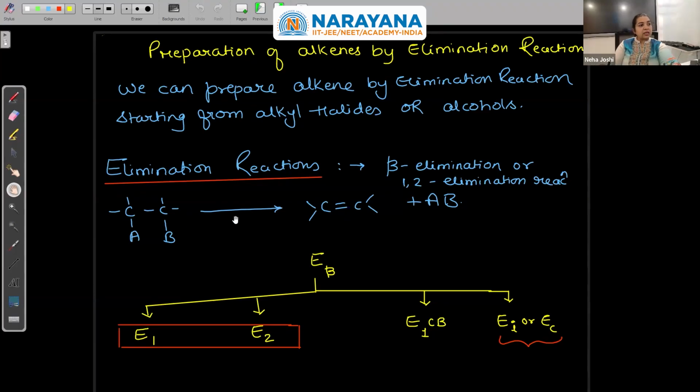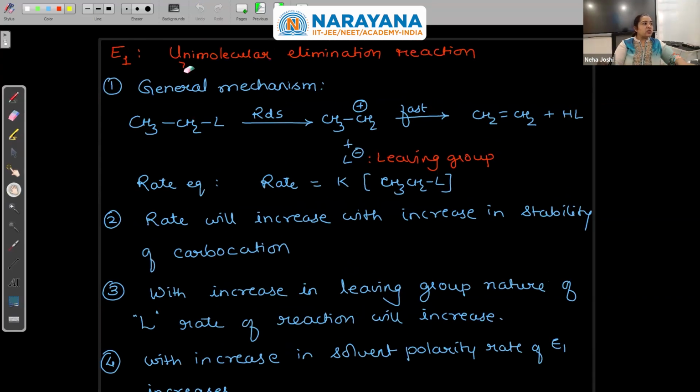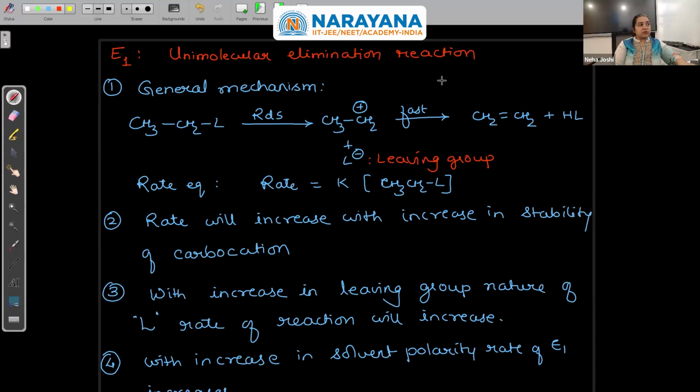These beta elimination reactions could be E1, E2, even E1CB, Ei or EC. These are my examples of beta elimination. In beta elimination, the two groups which are being released are placed adjacent at alpha-beta positions, or the 1-2 position, in the original substrate. Then it is called beta elimination: E1, E2, E1CB, Ei or EC. Clear?